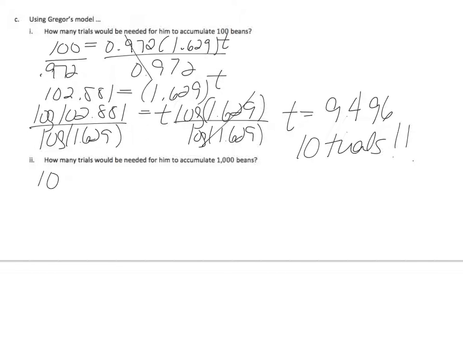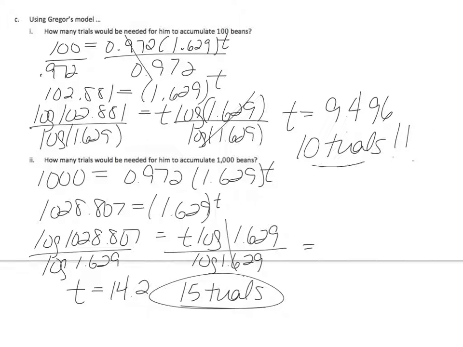And 1,000. I'm going to push pause and do this. You guys try it too, okay? All right, working through 1,000 buttons or beans. I get a time of 14.2, which would be 15 trials. Isn't that so cool? It took 15 trials for Fiona to get to 100, and Gregor is at 1,000, which is pretty awesome, right? That's just how exponential functions work.